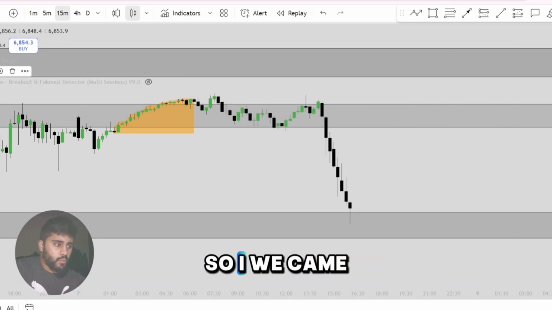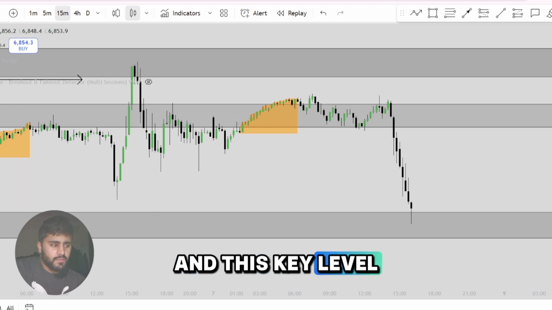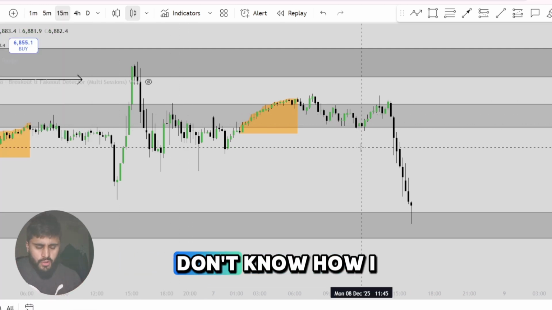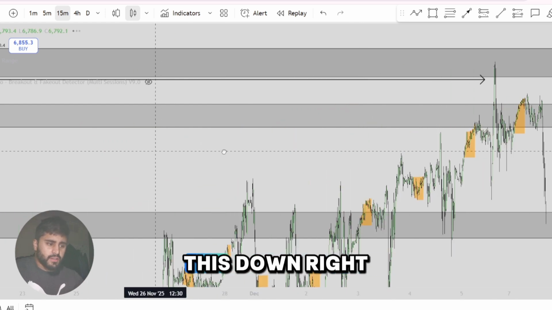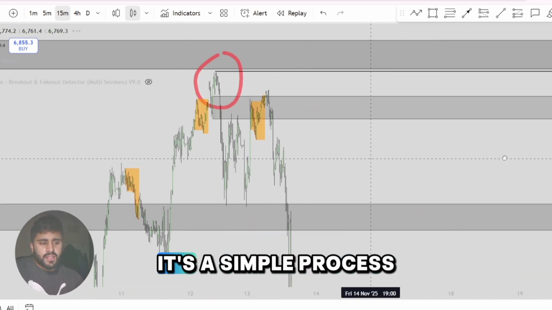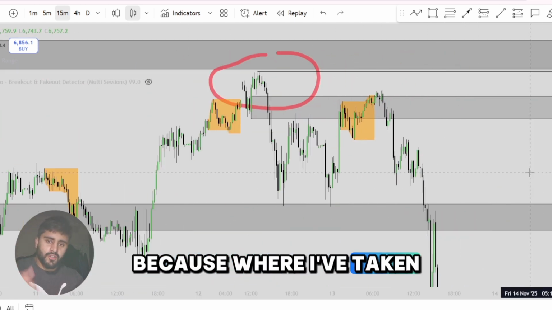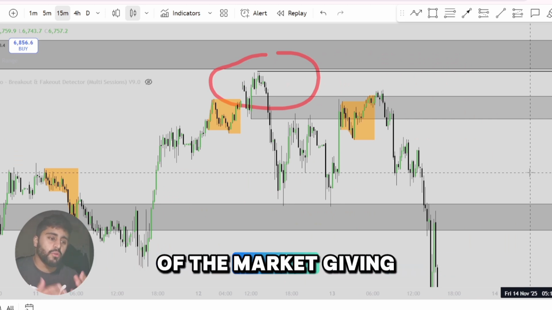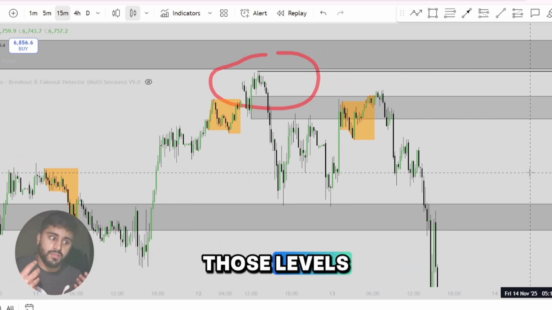So we came into a key level, and this key level was actually defined from the previous week. For those who don't know how I find my key levels, let me quickly break this down, right? For me, it's a simple process because where I've taken trades, I use that as a key level because there's actually evidence of the market giving us limit orders at those levels.